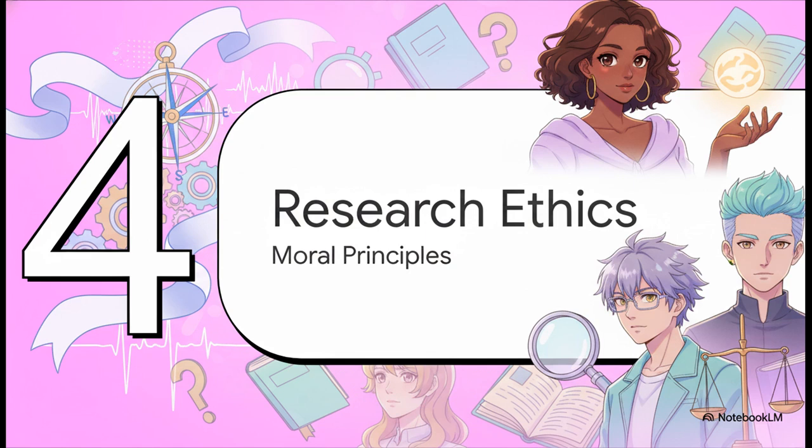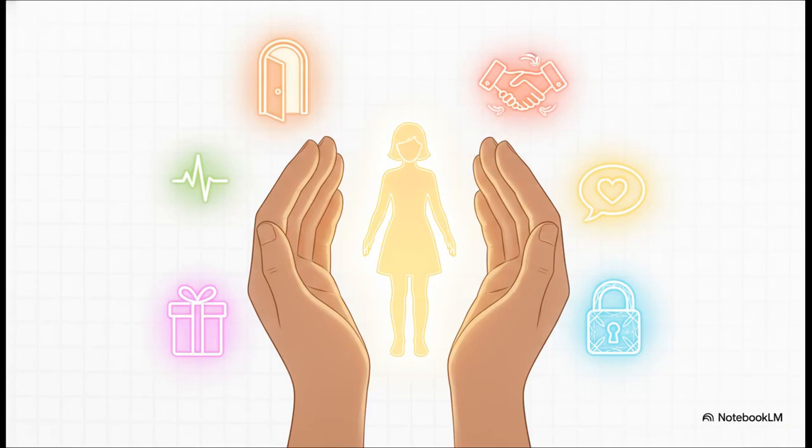Now for Section 4, the ethics of research. Because of, well, some historical missteps in science, these 5 ethical mandates are totally non-negotiable today. First, participation must be completely voluntary. Absolutely no coercion allowed. Participants also must give informed consent, meaning they know exactly what they're getting into before you collect a single piece of data.